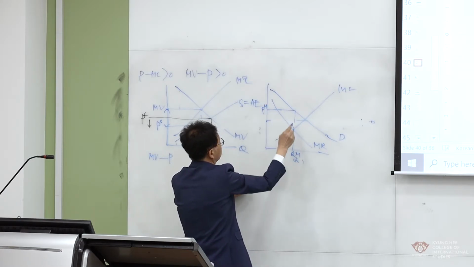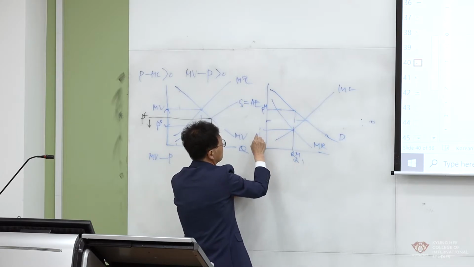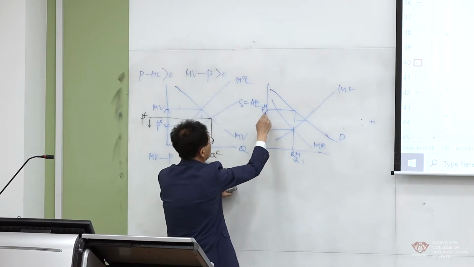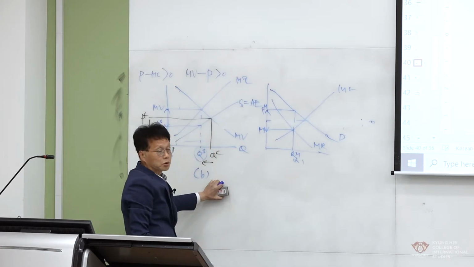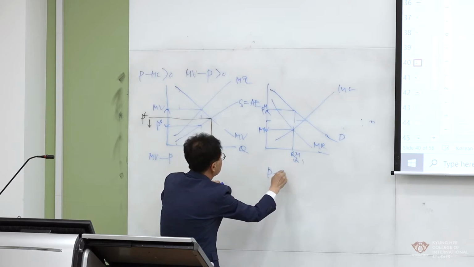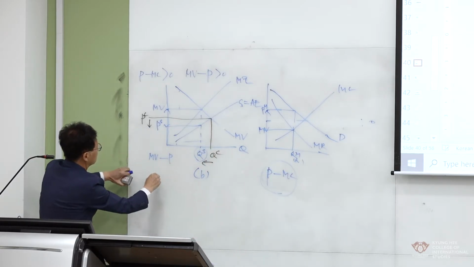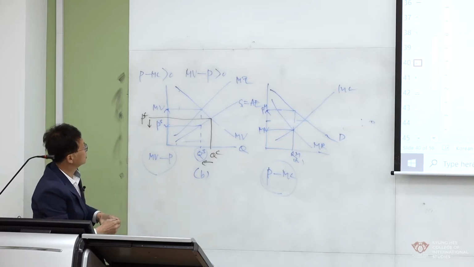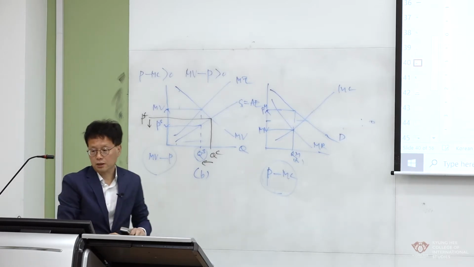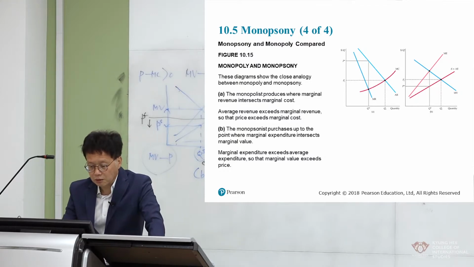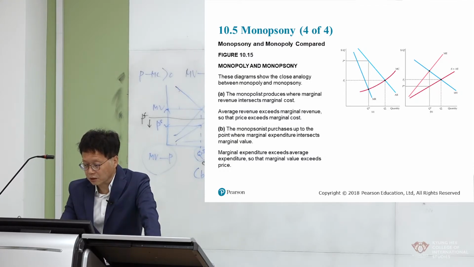That is the monopoly price. And that is marginal cost. So we know that the gap between the two is the indicator of monopoly power. That is price minus marginal cost. Right? That is monopoly power. Here, it is marginal value minus price. Can you understand? That kind of explanation is figure 10.15.